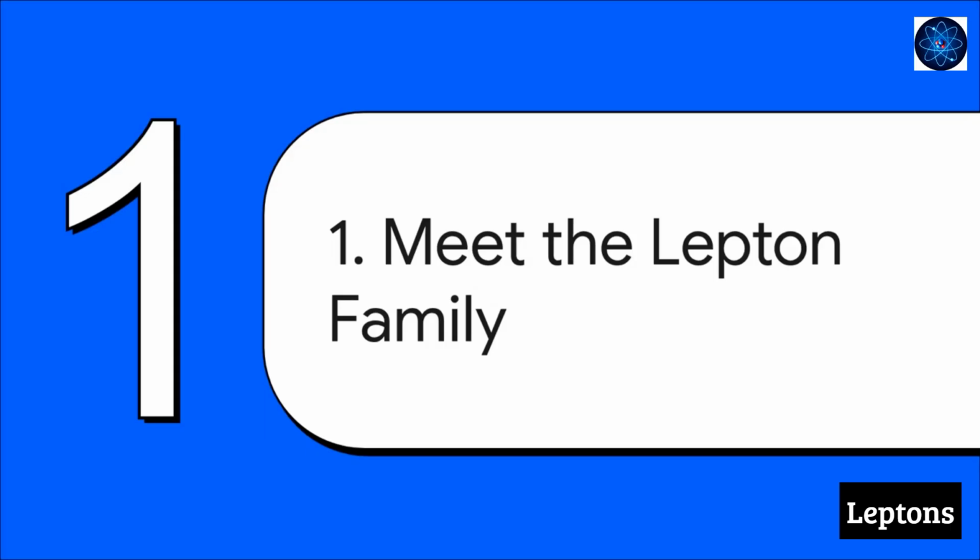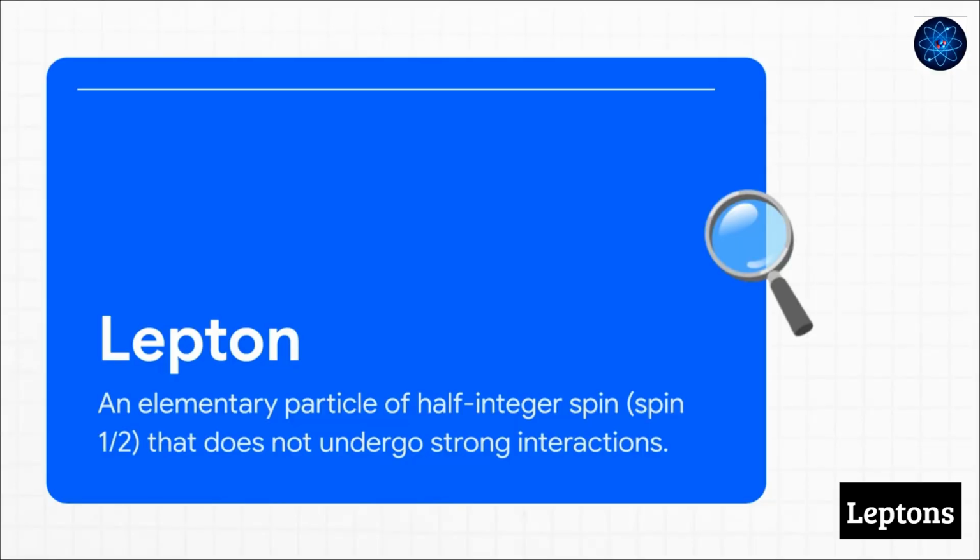Okay, so let's do the proper introductions. What exactly is a lepton? What does it take to get an invitation to this very exclusive subatomic family reunion? So here's the official description. A lepton is an elementary particle. That's key. It's not made of smaller stuff. It's got this quantum thing called spin of a half, which you can just think of as its own little internal angular momentum.